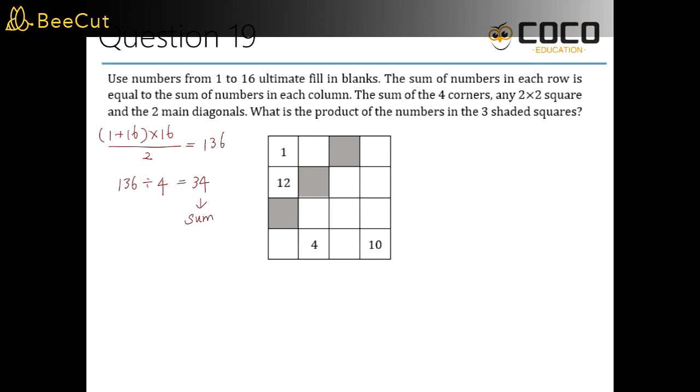Let's take a look at the first column. We can let the missing number be x. So the sum of these numbers is 34. Then 34 minus 1 minus 12 minus x. So we find that this is 21 minus x. Then let's check the small square here. The sum of these 4 numbers is 34 as well. So 34 minus x, minus 21 minus x, minus 4. So we find that this is 9.